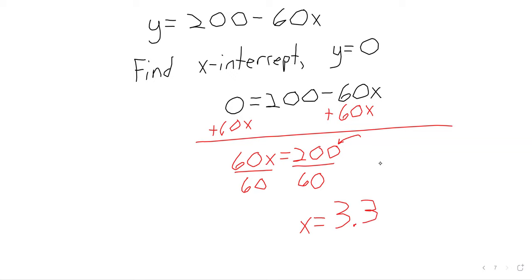Just as with y-intercepts, if we're going to go through the trouble of finding x-intercepts, this had better mean something. We're presumably not doing it because we think this is fun. Does anybody have intuition about what this 3.3 means? How many hours, if we're using the drive, would be how many hours to your home? Exactly correct. How many hours to get home?